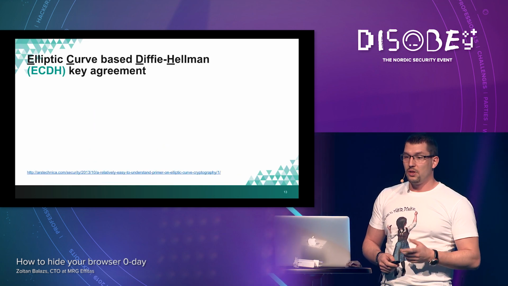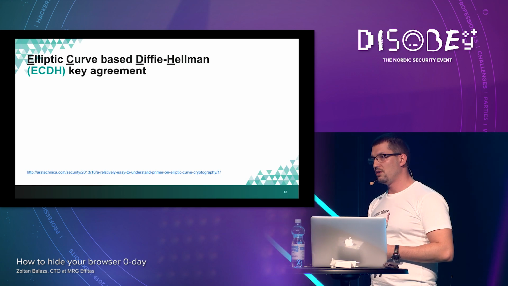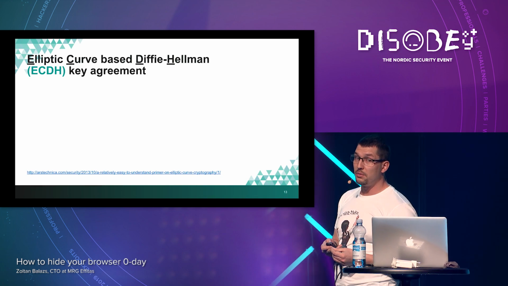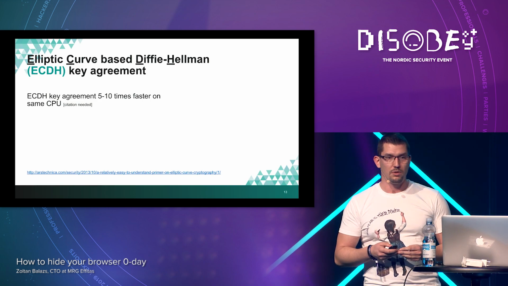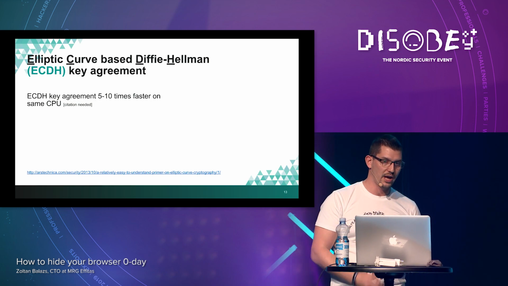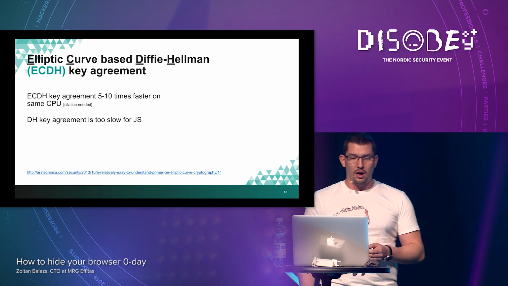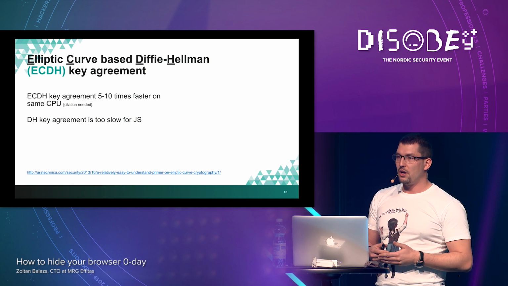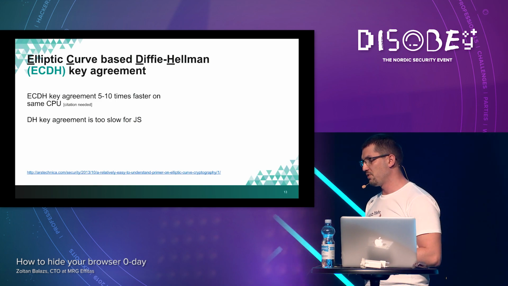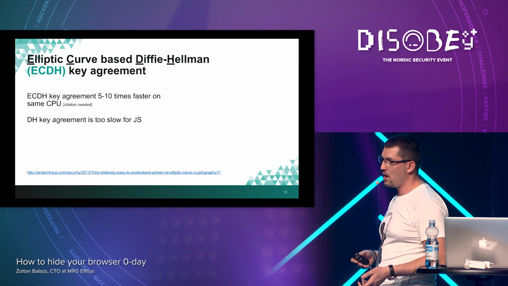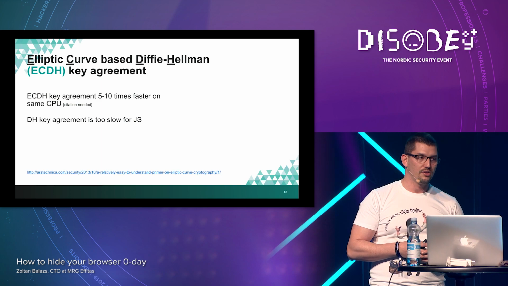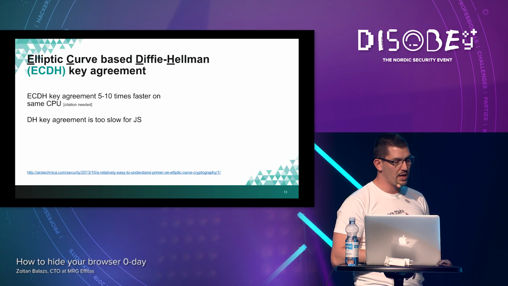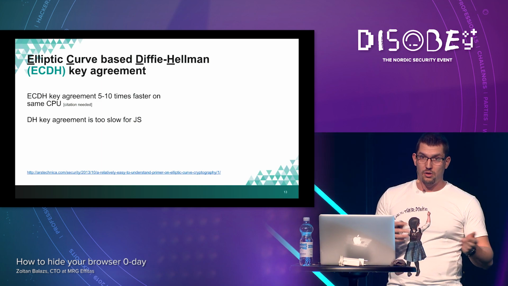What's a bit different from the traditional Diffie-Hellman in the elliptic curve Diffie-Hellman key agreement is that it is much faster, which is very nice in my case. When I started creating my proof of concept code with Diffie-Hellman, it turned out it is just too slow for JavaScript, and it's not feasible to do that with practical key lengths.